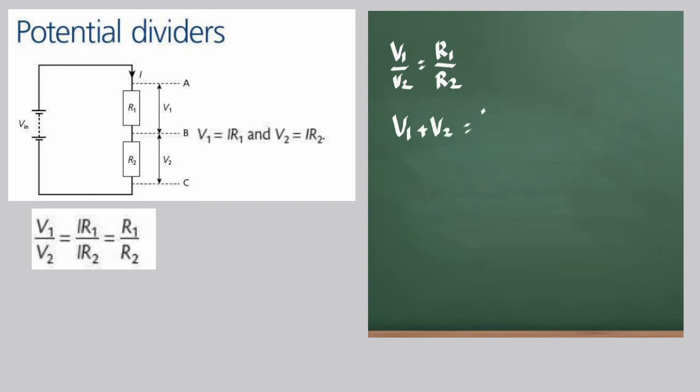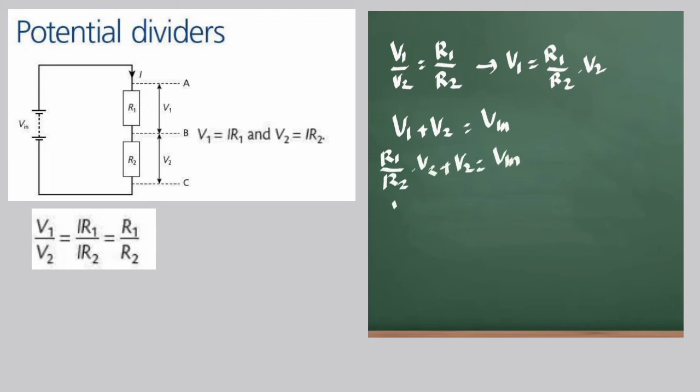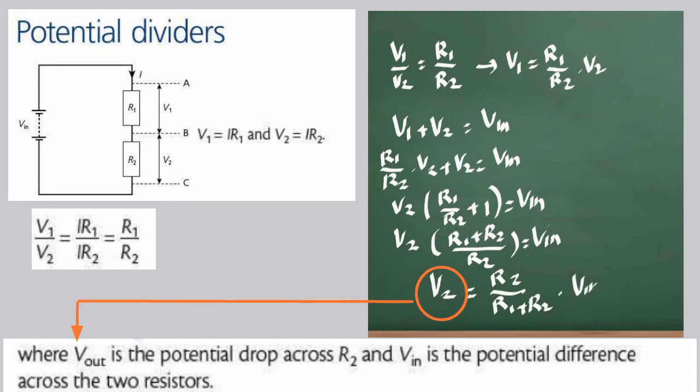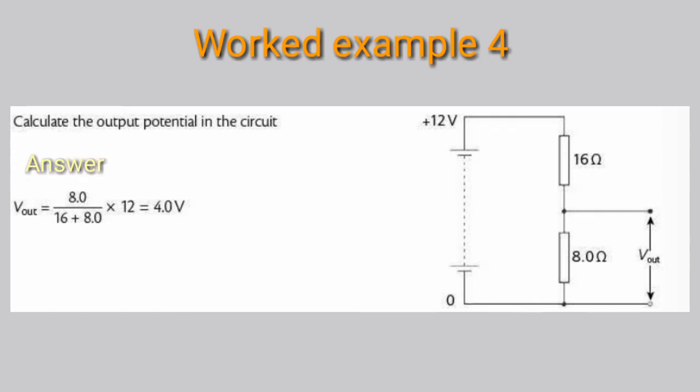V1 plus V2 equals V input, where V1 is equal to R1 divided by R2 times V2. So, R1 divided by R2 times V2 plus V2 equals V input. And then you can calculate like this. Then V2 times (R1 plus R2) divided by R2 equals V input. So V2 is equal to R2 divided by (R1 plus R2) times V input. And look at this worked example 4.